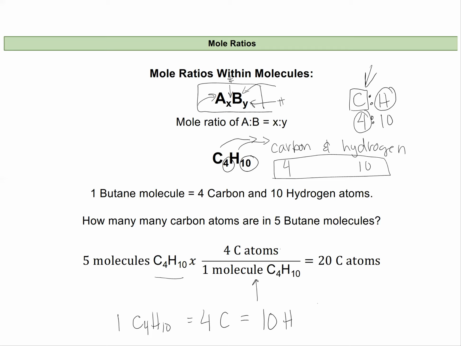From this, I could build a lot of different conversion factors. I could have 4 carbon atoms for every 10 hydrogen, or I could have the one that relates carbon to the number of molecules, or I could do that for hydrogen too. And this can help with a variety of different types of problem-solving scenarios that you might encounter.